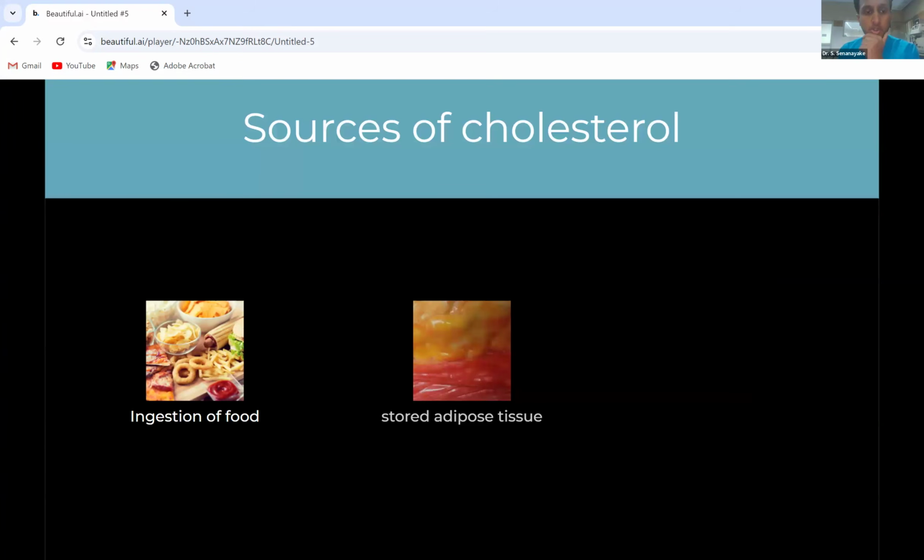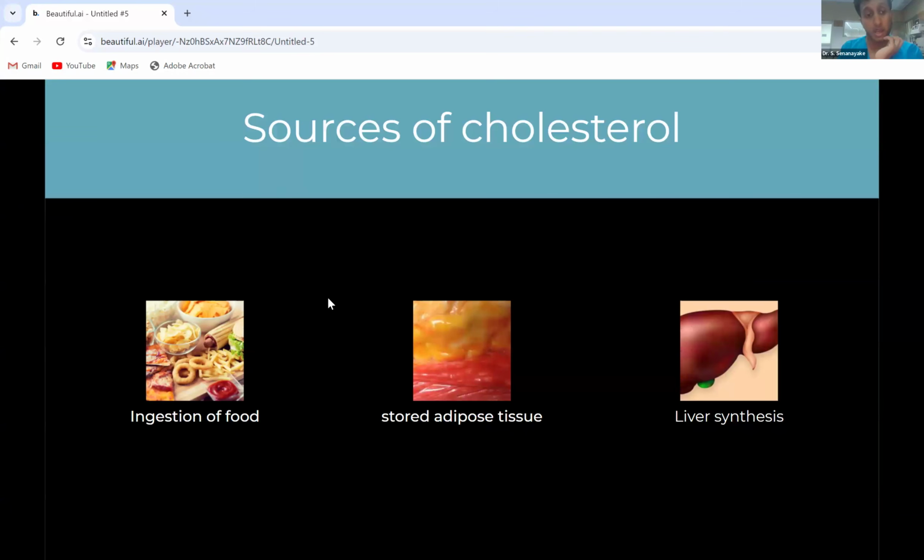So sources of cholesterol: the most common source would be the food that you take in. Some of the cholesterol comes from the adipose tissue, that is your fat, and then a certain percentage comes from liver synthesis.